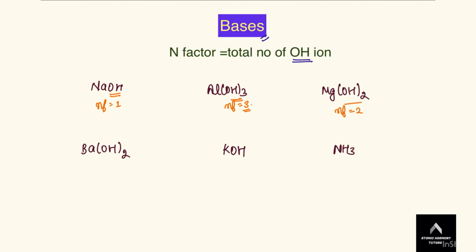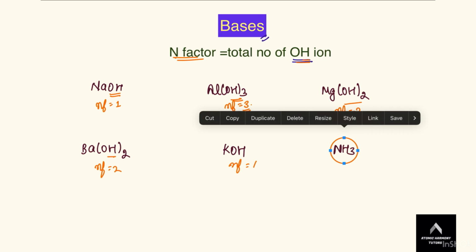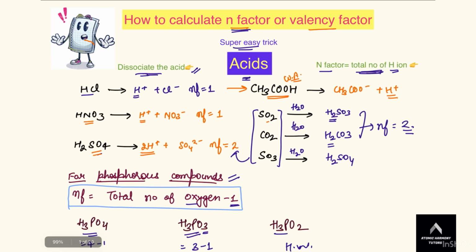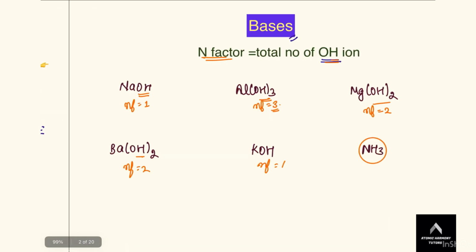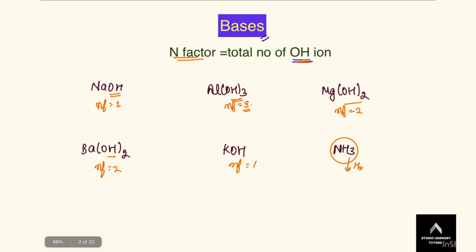It's a very easy trick that you have to calculate the OH ions and that is equal to the n factor of that base. Here 2 OH, then n factor is equal to 2. Here only 1. And in case of NH3, similar to SO2, CO2, SO3, we add water. Here also we add water and we get NH4OH.